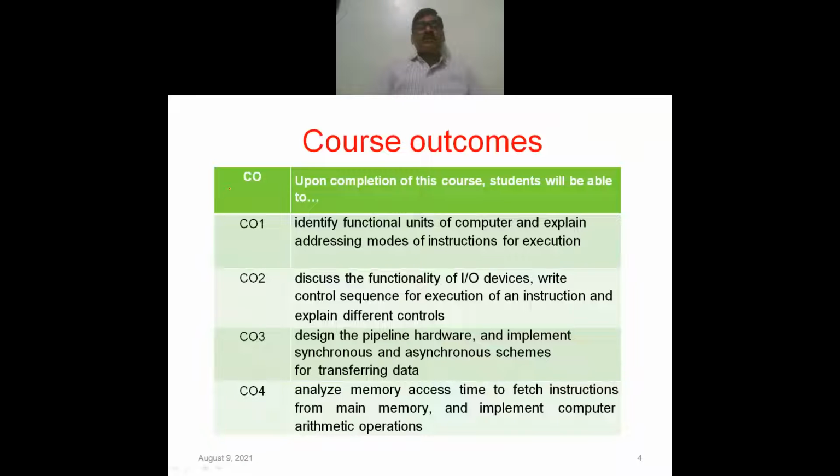The course outcomes are, upon completion of this course, students will be able to identify the functional units of a computer and able to explain different addressing modes that are used in instructions. That is the outcome of the first unit contents, CO1. And CO2 is that student is able to discuss the functionalities of IO devices and able to write the control sequence for execution of an instruction, and explain different controls.